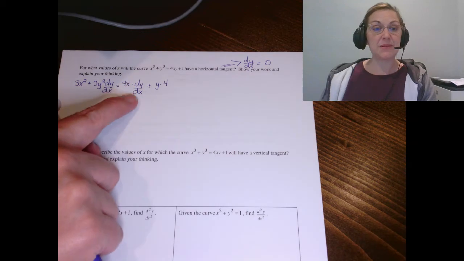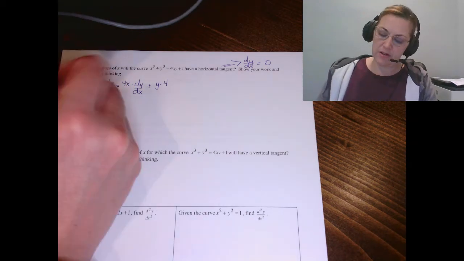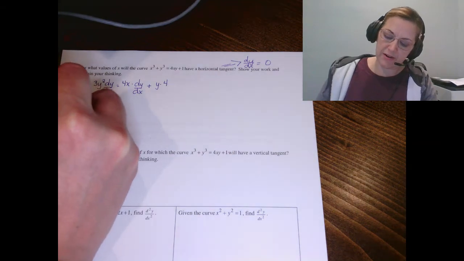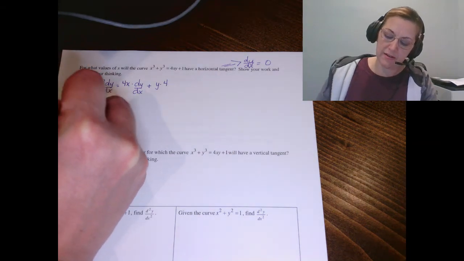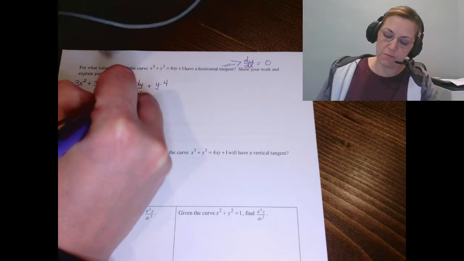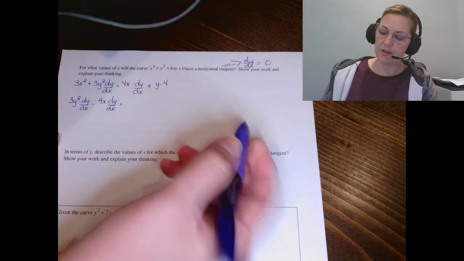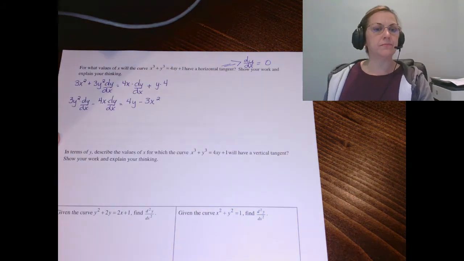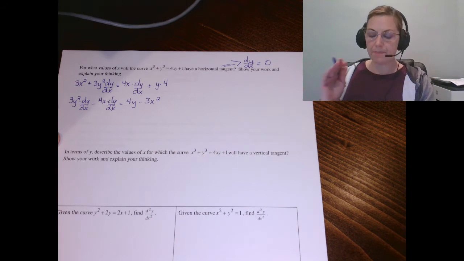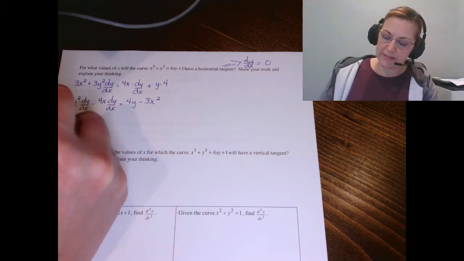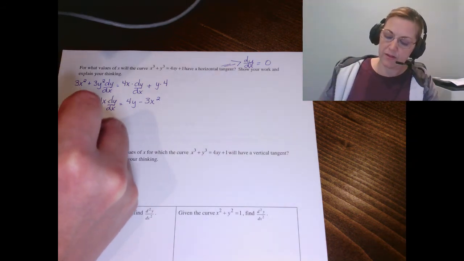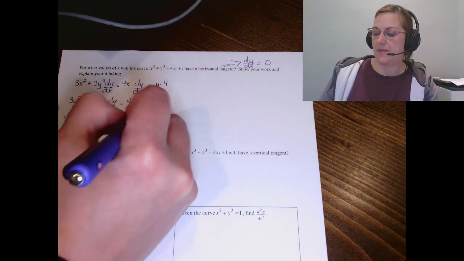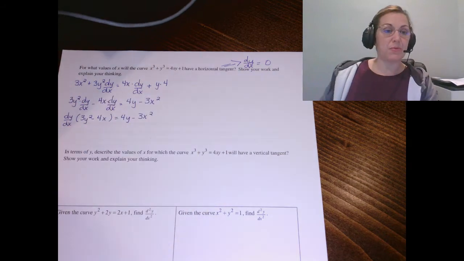All right, next step, let's move this over here to the left, and I'll move the 3x squared to the right. So I've got 3y squared dy dx minus 4x dy dx equals 4y minus 3x squared. Okay, let's factor out the dy dx. 3y squared minus 4x. And then I'm going to divide by that parentheses.